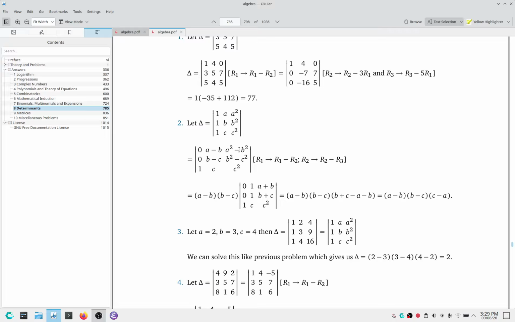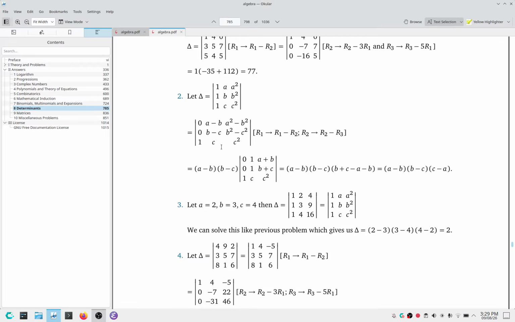From the first row we can take a minus b common, and from the second row we can take b minus c common. So outside we have (a minus b) times (b minus c), and the determinant becomes 0, 1, a plus b; 0, 1, b plus c; 1, c, c square. Now we expand along the first column, and we need to calculate only for 1 because these two are 0. So this becomes (b plus c) minus (a plus b), which gives c minus a. So it becomes (a minus b) times (b minus c) times (c minus a).